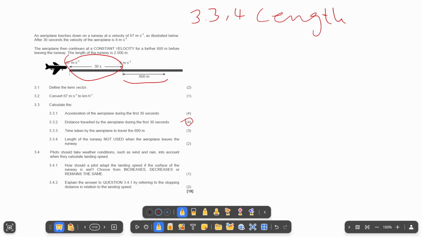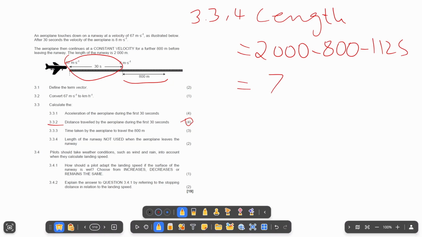So I'm just going to say the length will be equal to 2000, the total length of the runway. I'm going to subtract the 800. I'm going to subtract the 1125, which we calculated here. And then I'm getting 75 meters. This is the runway length that was never used by this aeroplane. Okay.